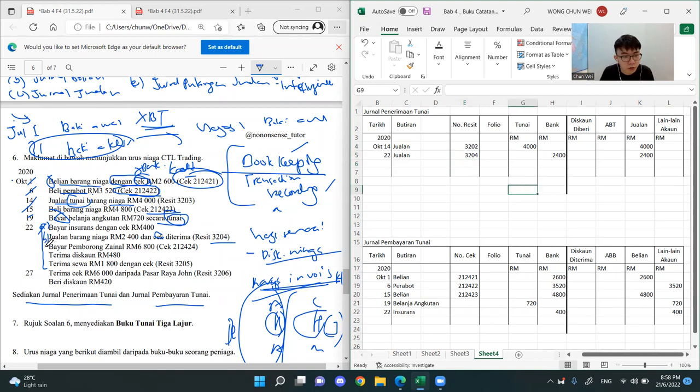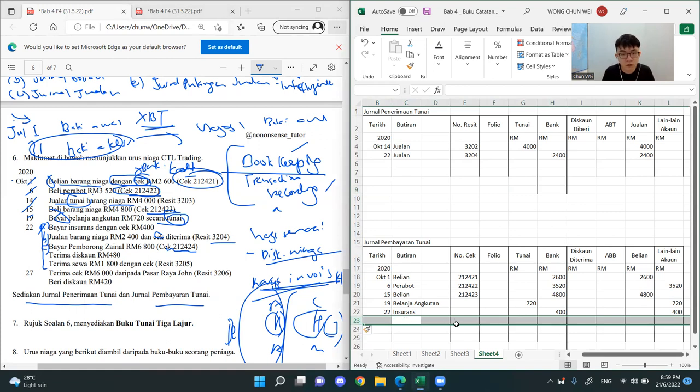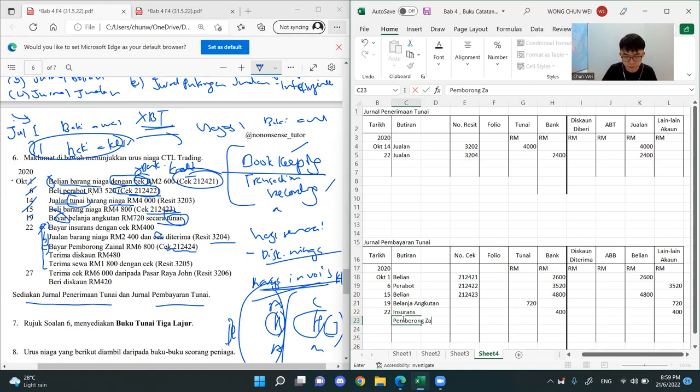Okay. So, now we move on to C, 22nd punya C. Okay. Kita bayar pemborong Zaina 6,800 ringgit. Okay, so bayar, right? Bayar dengan apa? Dengan, ada nombor cek here. So, bayar dengan cek. To siapa? To pemborong Zaina. How much? Dengan cek 6,800.